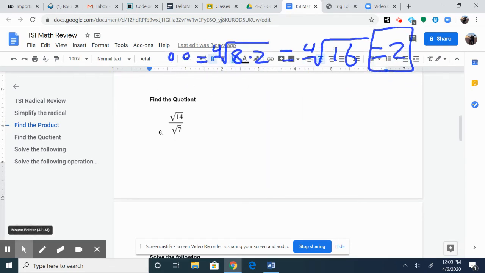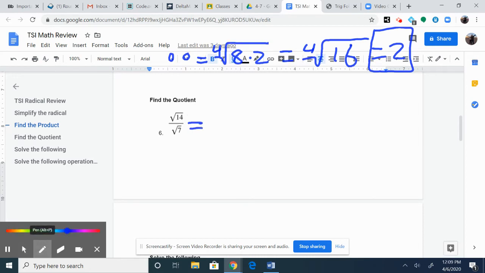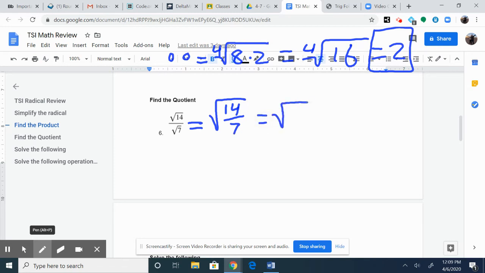The next one, we're finding the quotient. And in this case, when we find the quotient, we are dividing. And again, as long as we have the same root, so these are just square roots, we're just going to put them under the same root: 14 divided by 7, which would be equal to square root of 2. And since we can't really simplify that anymore, it stays like that.